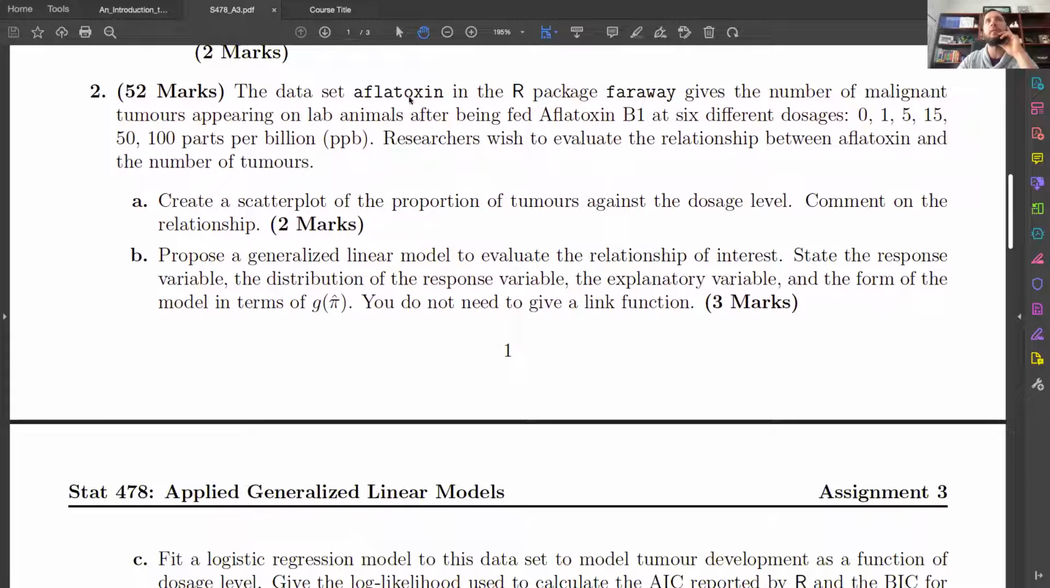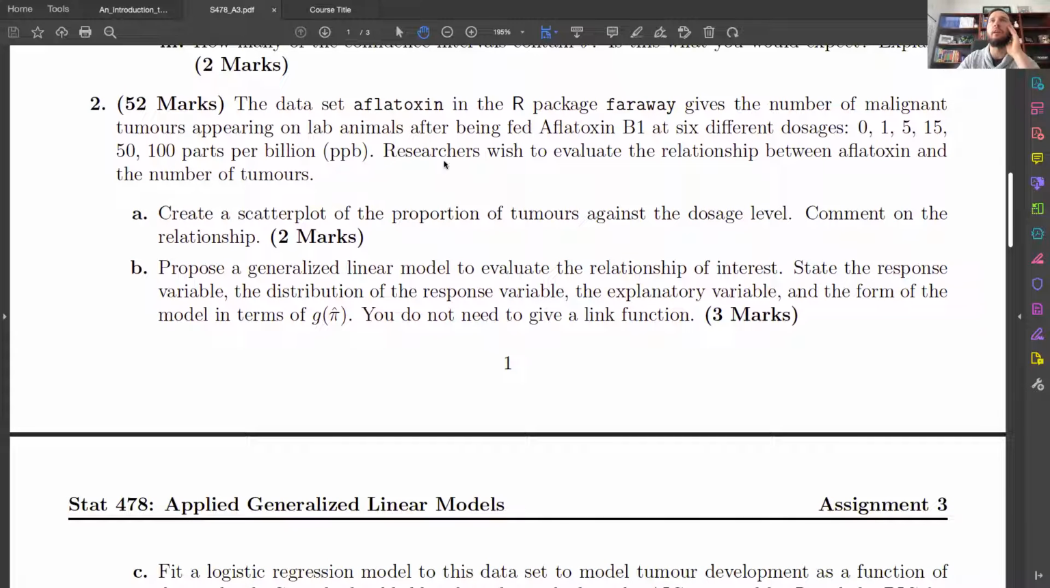So we're working with this aflatoxin data set. The goal of this particular project is to evaluate the effect of the aflatoxin on tumor growth. In particular, I believe it's liver tumors in lab animals. So these aflatoxins are being fed to the lab animals at different dosages, and researchers are recording the number of tumors that appear on the animals. So a somewhat sad description, but this is what the data set represents.